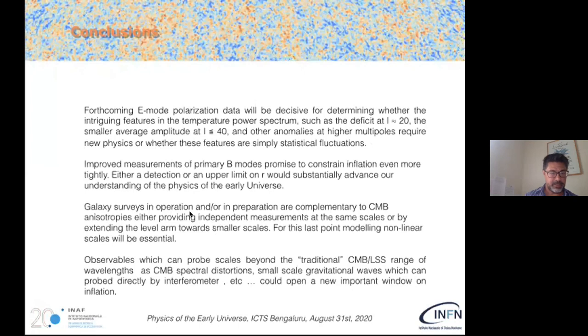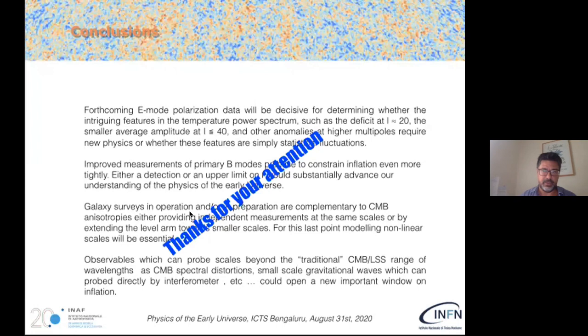So galaxy surveys, in observation or implementation, are really complementary to the CMB, either providing independent measurements at the same scales or extending the lever arm towards smaller scales. And I gave an example of how important it is to model nonlinear scales for studying these models. Obviously, we have just discussed the traditional CMB and large-scale structure range of wavelengths, but there are other observables such as CMB spectral distortion and small-scale gravitational waves, which can be probed by interferometers, which could open new important windows. And let me thank you for your attention.